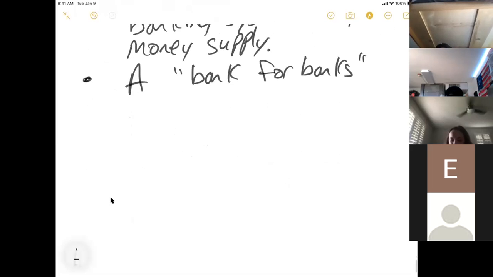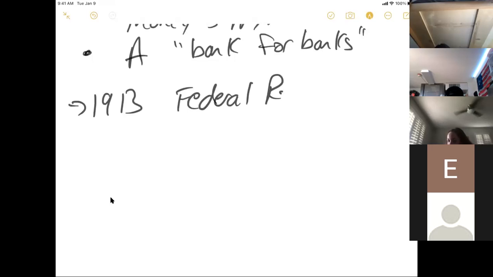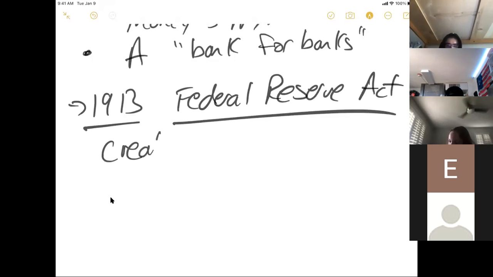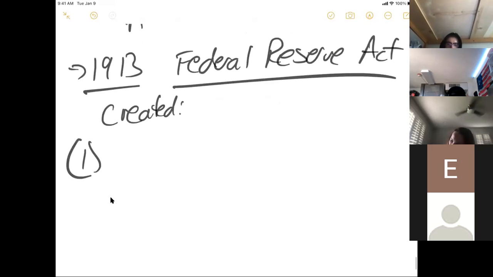And so what happened in the US was that in 1913, there was passed the Federal Reserve Act. And what the Federal Reserve Act did was it created part of today's modern Fed. But the original Federal Reserve looked much different than today's Fed. Basically, what the Federal Reserve Act of 1913 did was it created 12 regional Fed banks.